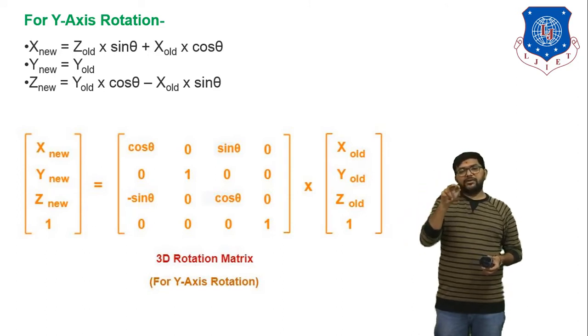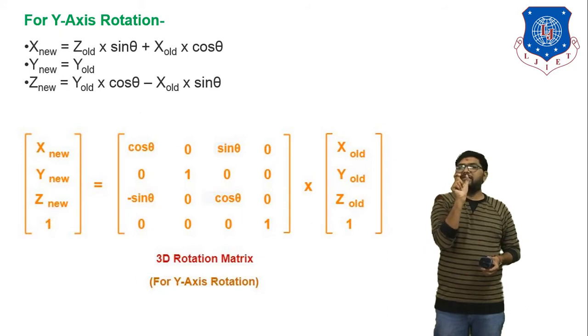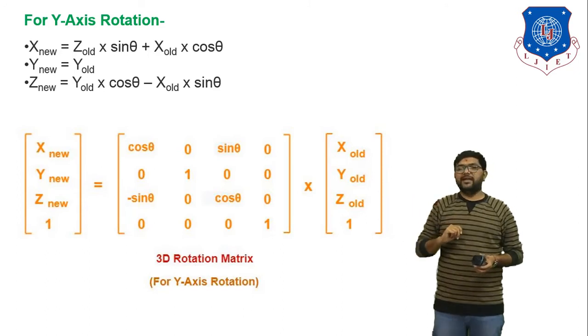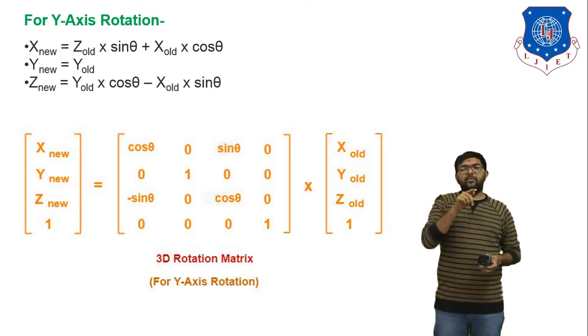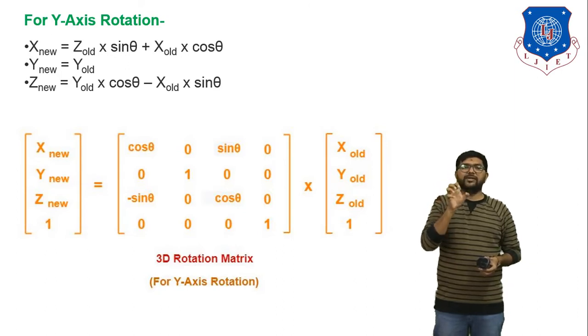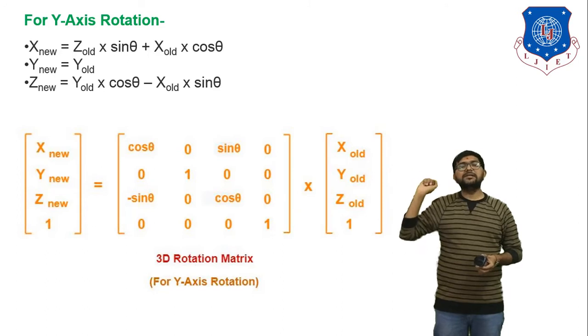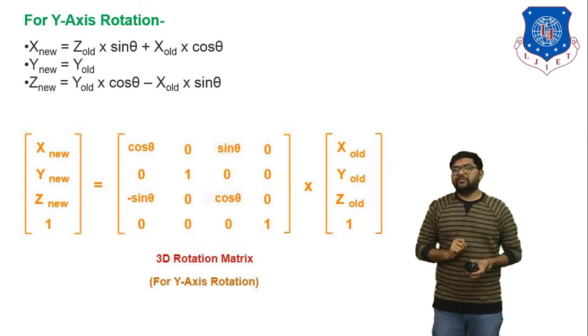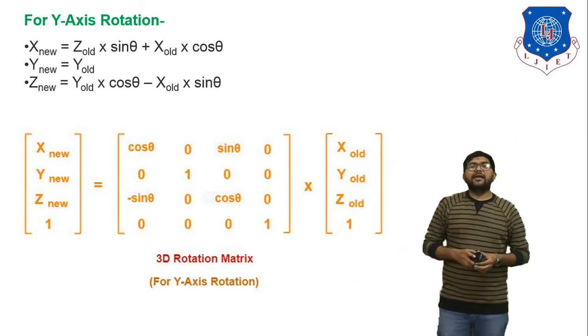If you multiply the first row with the first column, you will get the answer for x new. If you multiply the second row with the first column, you will get y new. If you multiply the third row with the first column, you will get z new. Okay, so suppose you multiply the first row with the first column, then cos theta into x old plus 0 into y old plus sin theta into z old plus 0 into 1, and you will get x new equal to z old sin theta plus x old cos theta. In the same way you can find y new and z new using matrix multiplication. So this is the y-axis rotation.